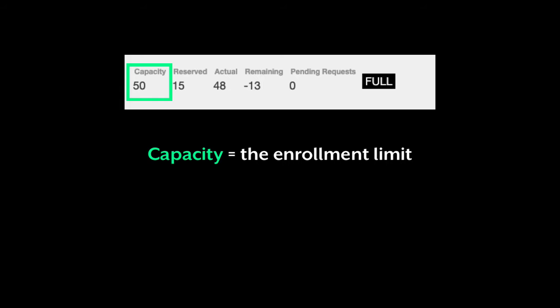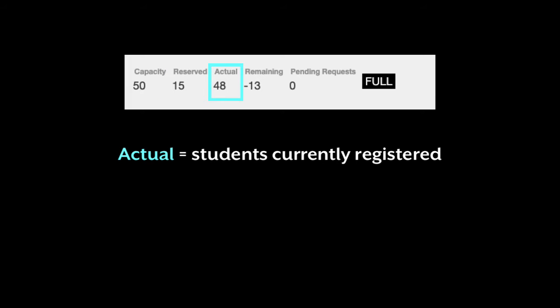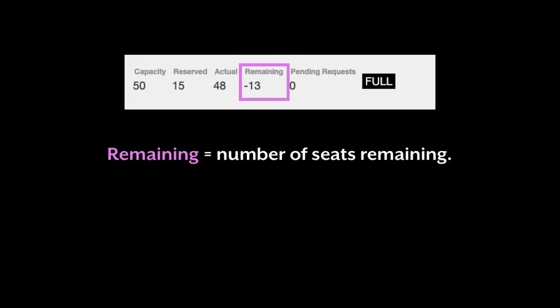Capacity is the enrollment limit for the course. Reserved is the number of seats set aside. Seats are not reserved for individual students, but for categories of students, so usually this is to hold space for incoming first-year and transfer students. Actual is the number of students currently registered for the course. Remaining is the number of seats remaining.